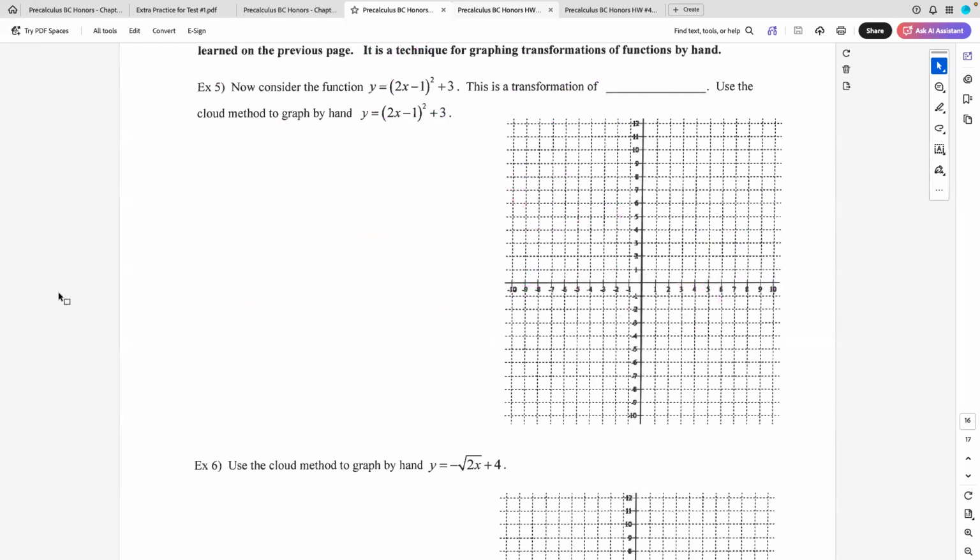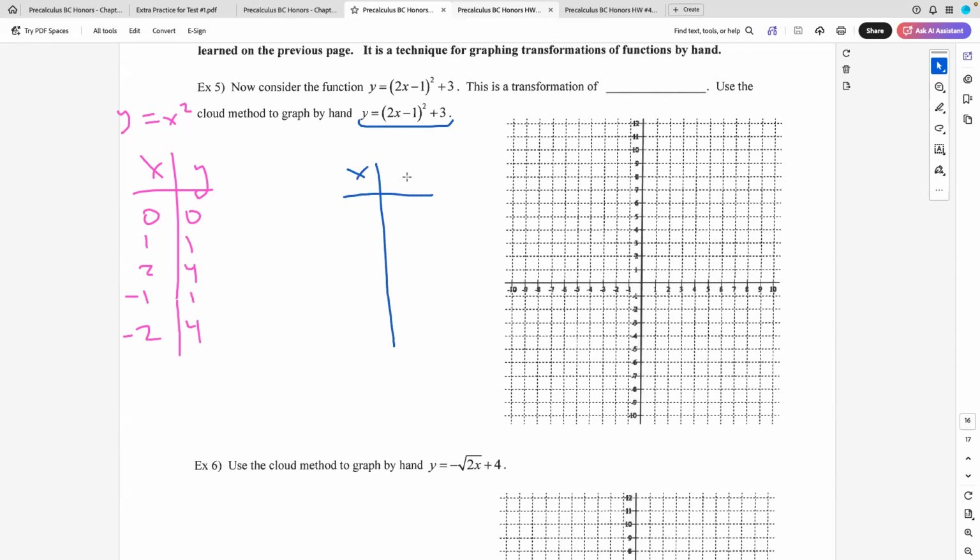Okay, so now we can have a little fun here. Parent: we'll do y equals x squared as the parent function. We'll do 0, 0, 1, 1, 2, 4, -1, 1, -2, 4. Usually 3 is sufficient. 5 is kind of safe. Okay, so the cloud method. You don't have to draw a cloud if you don't want to, I don't care.